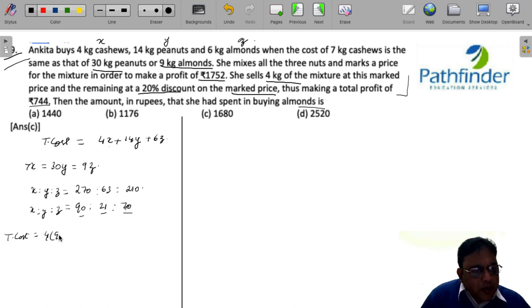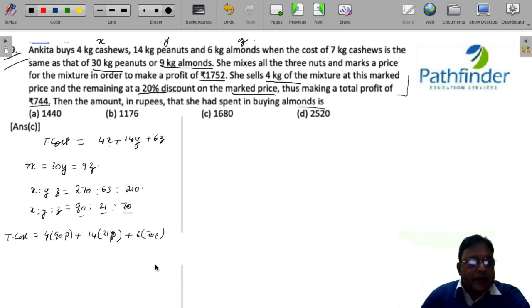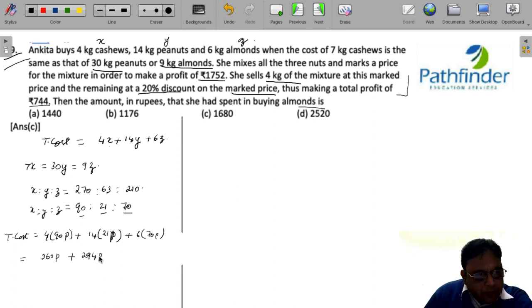becomes 4 into 90 times p plus 14 into 21 times p plus 6 into 70 times p. This is equal to 360p plus 294p plus 420p. So which means the total cost must be 1074 times p. This is your total cost.